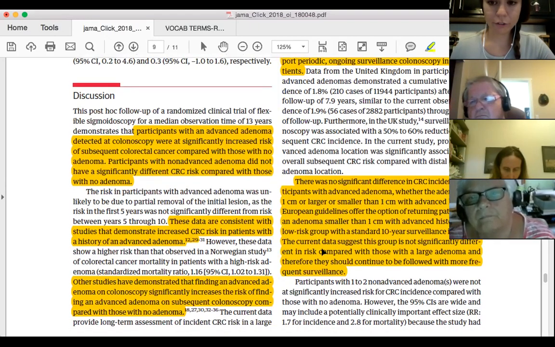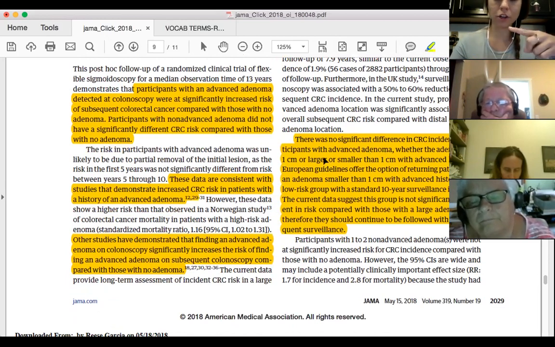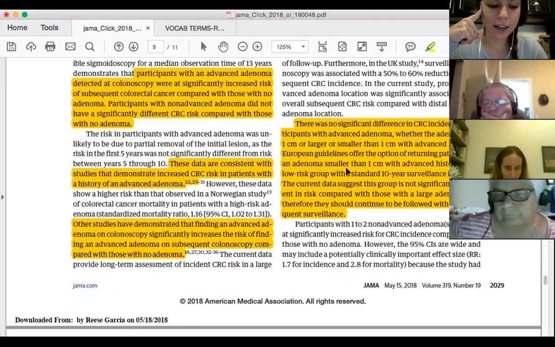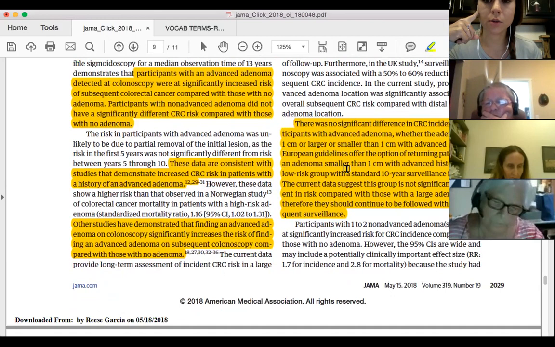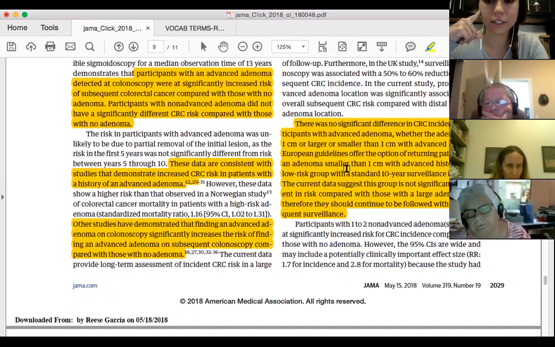So, for example, in this finding, they found no difference in colorectal cancer incidence in participants with advanced adenoma, whether it was 1 centimeter larger or smaller. So they say here that European guidelines let patients that have a smaller adenoma return at a 10-year surveillance interval, whereas those with greater than 1 centimeter are able to return sooner. So they're saying here that what needs to change is that no matter how big your adenoma is, you still need to be monitored regularly for the risk.